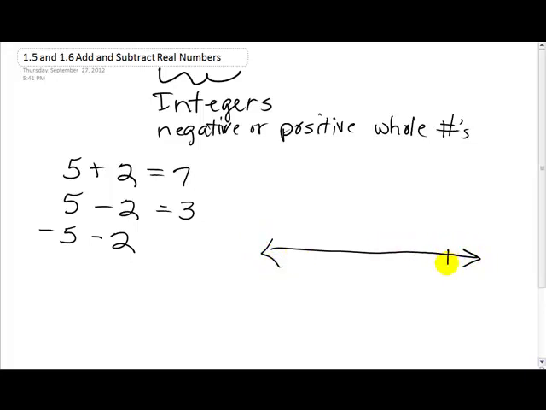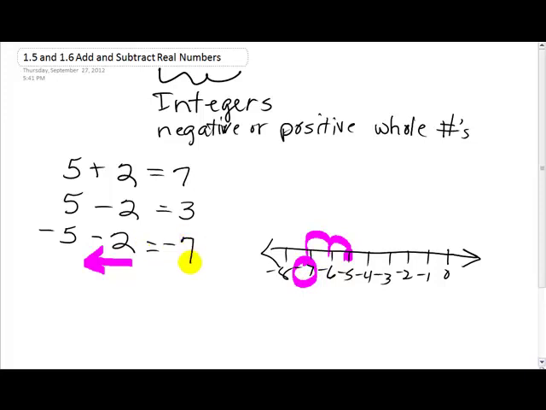And everything's negative, so I'll just start with 0, -1, -2. And let's start with the -5. And put a dot there. This -2 means I'm going to move to the left 2. And I end up on the -7.